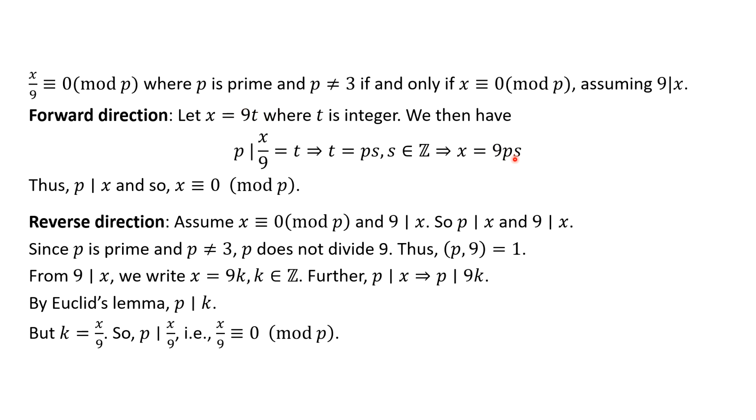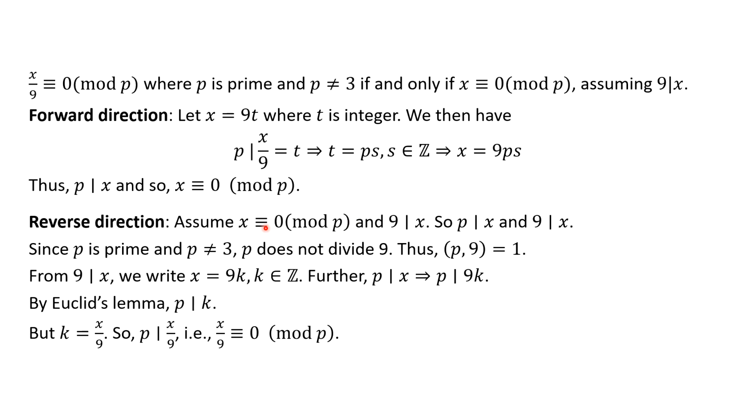So in other words, p is a factor of x. P divides x, and that implies x is congruent to 0 mod p. So that's going in the forward direction. Going in the other direction, we assume this here, that x is congruent to 0 mod p, and we want to prove this. And we have 9 divides x from this here.